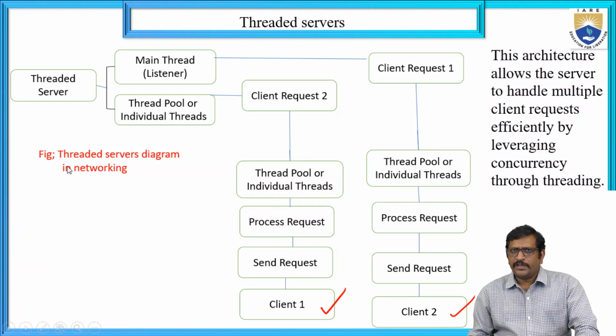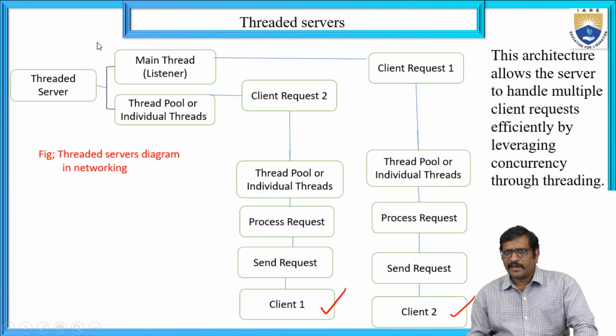So this is about the threaded server diagram in network programming. In total, this architecture allows the threaded server to handle multiple clients at a time. Multiple client requests are handled at a time very efficiently by concurrency through the threading process. Why? Because we are keeping the thread pool. With the help of this thread pool, we can handle them.